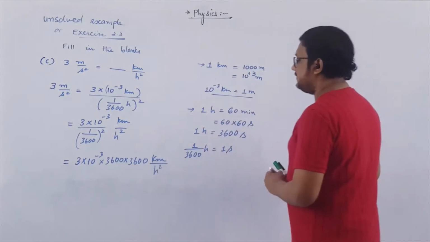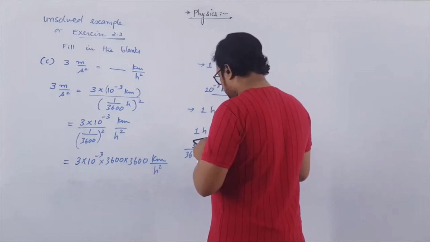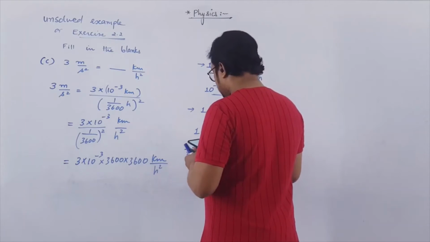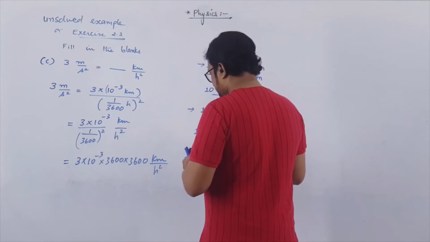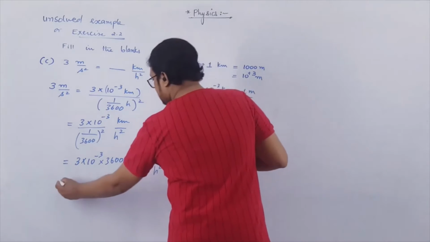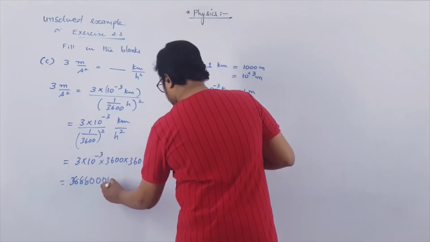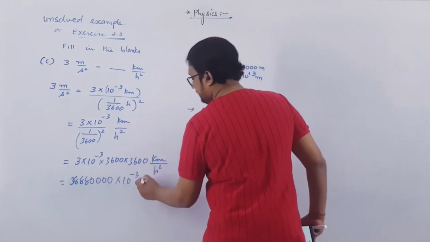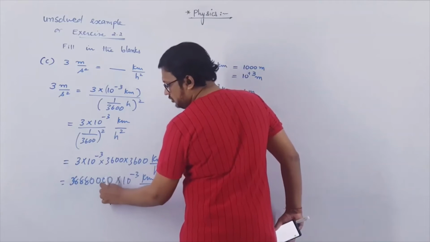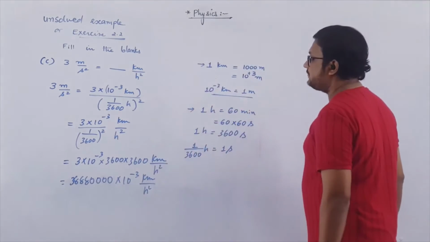Now let us simplify this. If we use a calculator, 3 into 3600 into 3600 will be equal to 38880, so this will be equal to 3888000 into 10 raised to minus 3 kilometer per hour square. Now let us shift this point: 1, 2, 3, 4, 5, 6, 7. We are shifting 7 points.